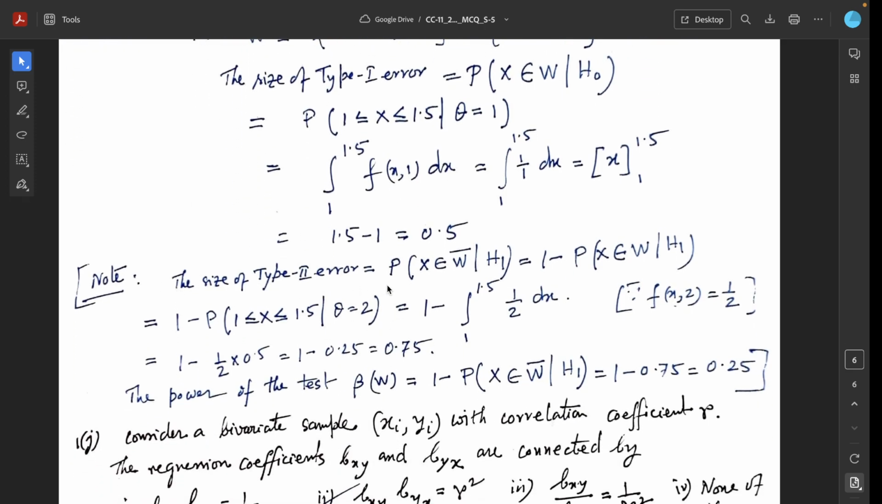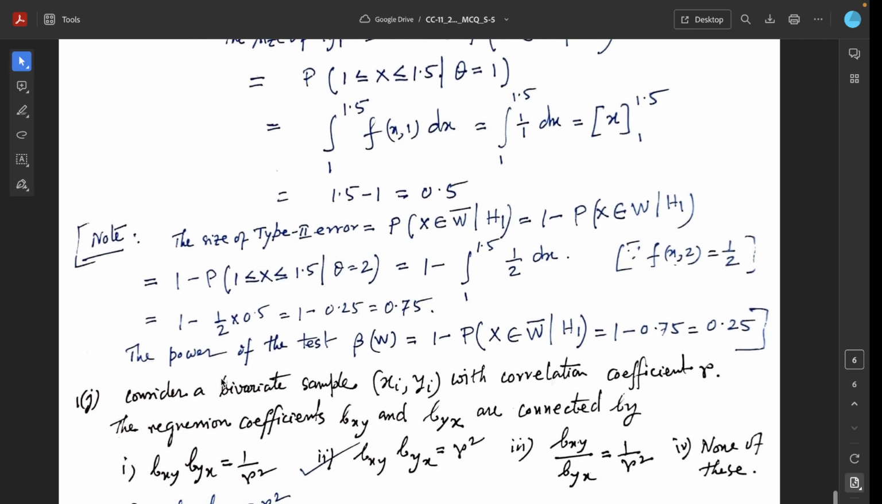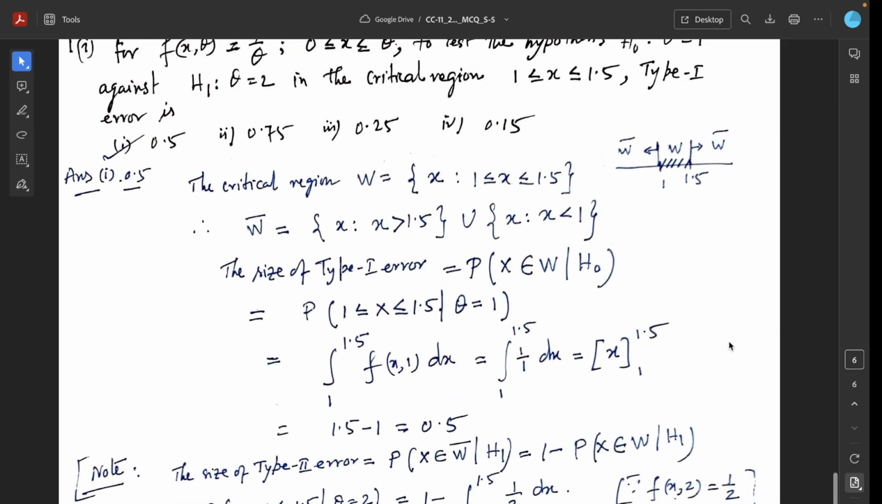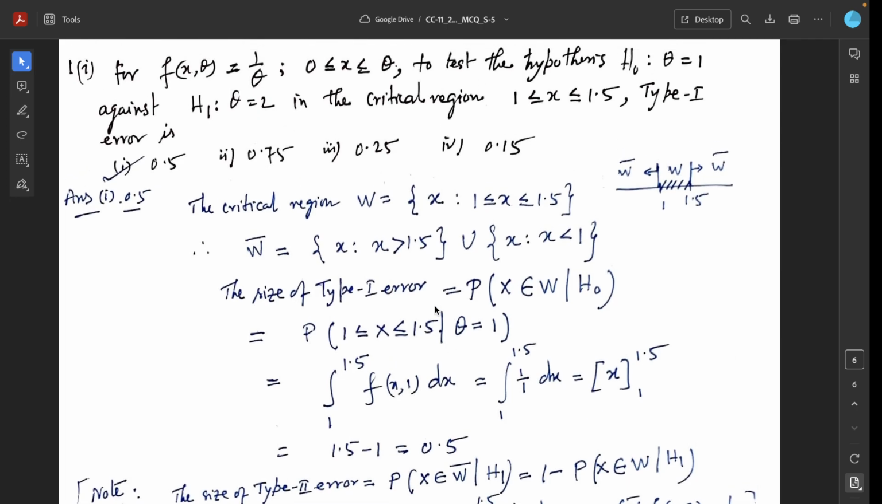Note that the size of type 2 error is the probability of x belonging to W bar when H1 is true. So this equals 1 minus the probability of X belonging to W when H1 is true. That is 1 minus the probability of 1 less than or equal to X less than or equal to 1.5 when theta equals 2. After simplification we get 0.5. The power of the test, beta W, equals 1 minus the probability of X belonging to W bar when H1 is true, that is 1 minus the size of type 2 error. Obviously 0.25. Now here the correct answer is 0.5, so the correct option is 1.